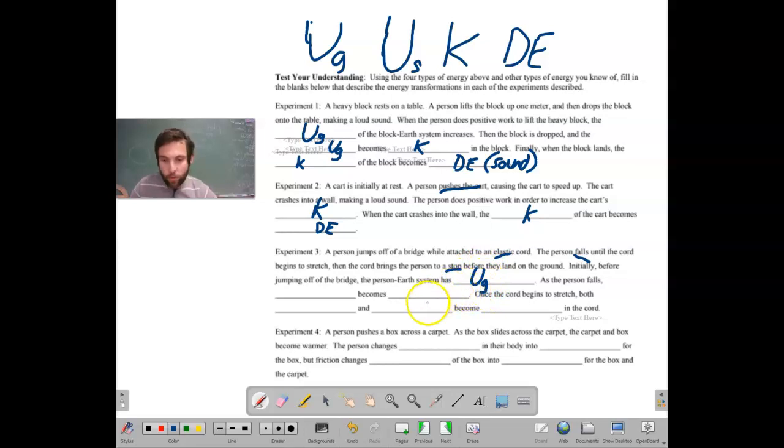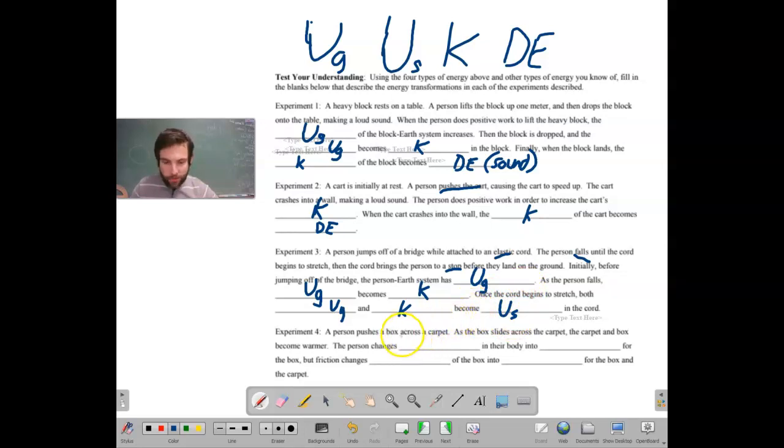Initially, before jumping off the bridge, the person-Earth system has gravitational potential energy. Right? Because before jumping off the bridge, they have to be at a height. As the person falls, the gravitational potential energy becomes kinetic energy. Once the cord begins to stretch, both the gravitational potential energy and kinetic energy become spring potential energy in the cord.